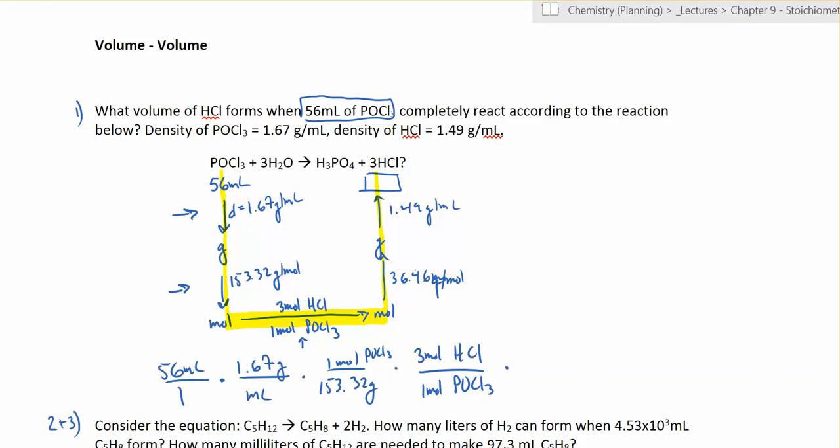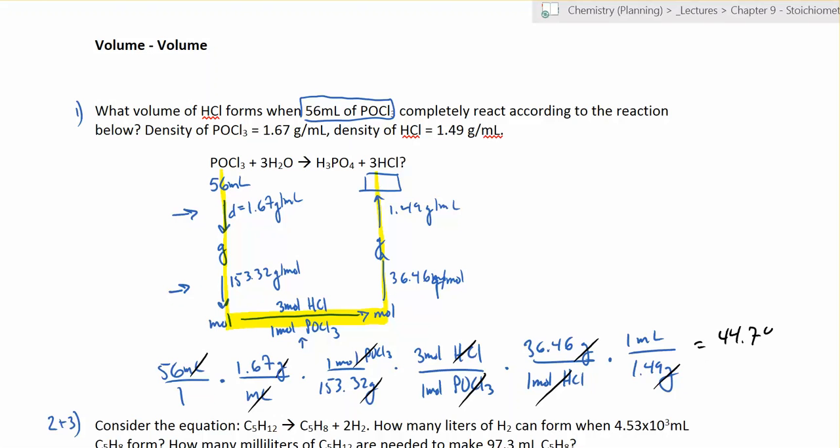Multiply by 36.46 grams per mole of HCl. And finally, multiply by 1 milliliter per 1.49 grams. Checking our units. Everything cancels out. We go through and solve and come up with 44.78 milliliters, which, if we need to convert to 2 sig figs, would work out to 45 milliliters.